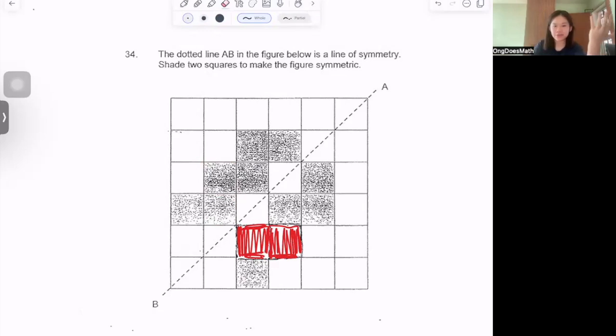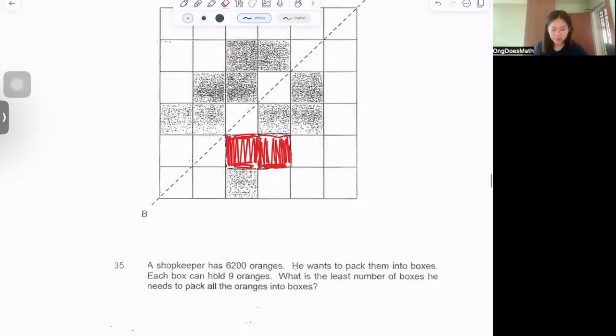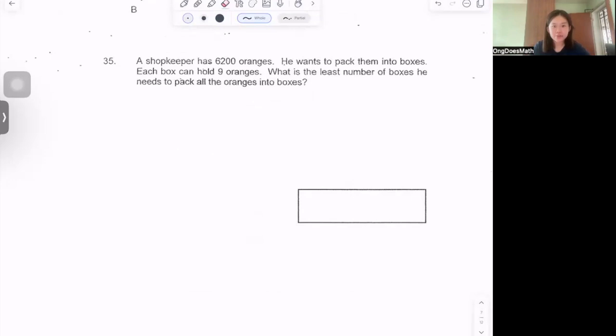So whatever is on the left appears on the right of the mirror. Of course, the mirror is slanted, so maybe you can tilt your head a bit to see it a little bit better. Next, a shopkeeper has 6200 oranges.